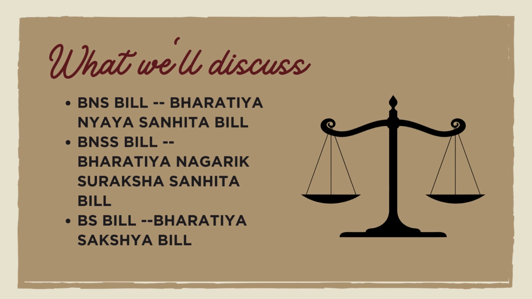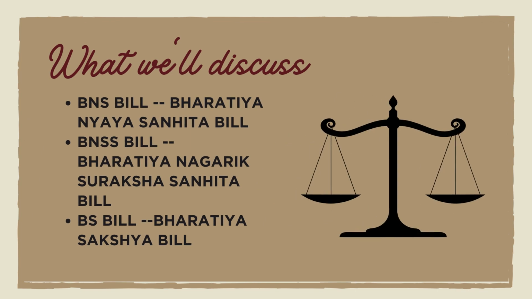Coming to the names of the bills, the first one is the Bharatiya Nyaya Sanhita Bill, BNS 2023, which is going to replace the IPC, the Indian Penal Code of 1860. The second one is the Bharatiya Nagarik Suraksha Sanhita Bill, BNSS Bill 2023, which is going to replace the Criminal Procedure Act of 1898. And the third one is the Bharatiya Saksha Bill, which is going to replace the Indian Evidence Act of 1872. These three are the bills.